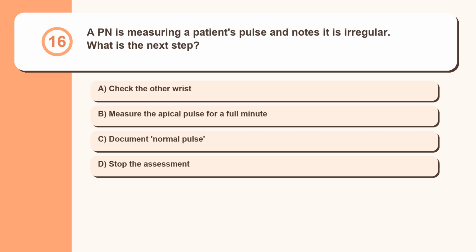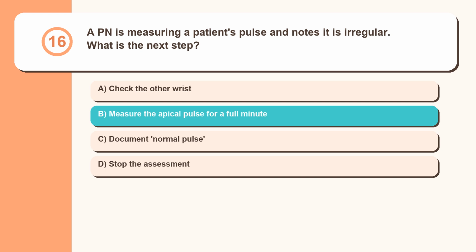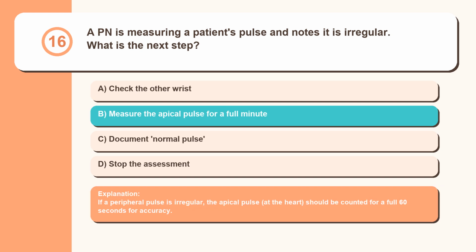Question 16. A PN is measuring a patient's pulse and notes it is irregular. What is the next step? Check the other wrist. Measure the apical pulse for a full minute. Document normal pulse. Stop the assessment. If a peripheral pulse is irregular, the apical pulse, at the heart, should be counted for a full 60 seconds for accuracy.